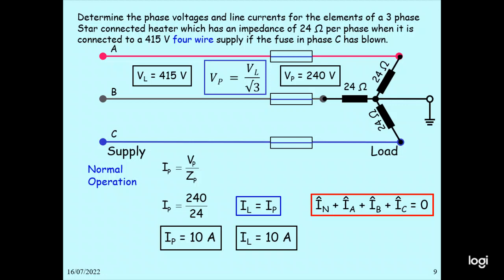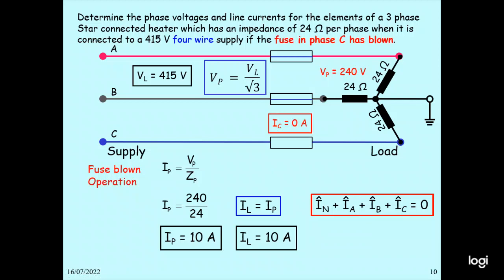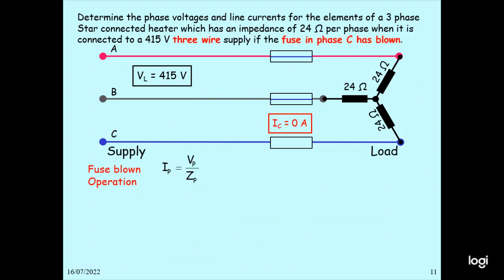IA plus IB plus IC equal to 0. Then, with the fuse in C blown, IC equal to 0. In this case, IN equal to IL equal to 10 ampere, and VC equal to 0 volt. In the fuse blown operation, IB equal to VB by ZB. So you get VC equal to IC equal to 0.